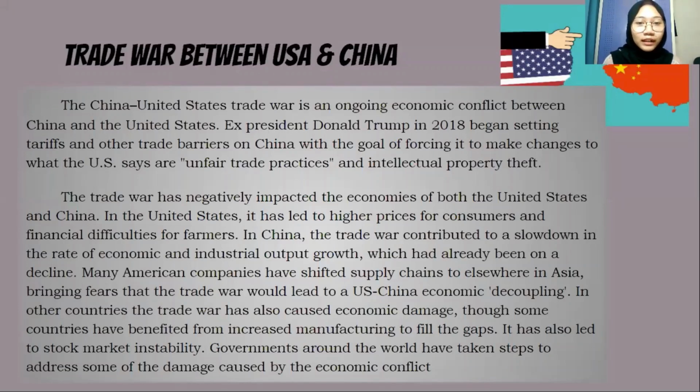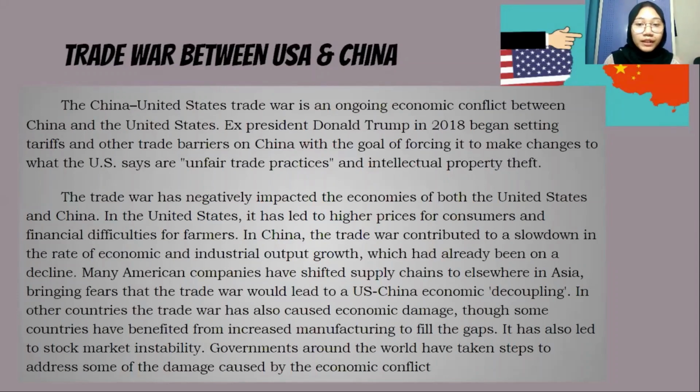The trade war has negatively impacted the economies of both the United States and China. In the United States, it has led to higher prices for consumers and financial difficulties for farmers. However, in China, the trade war contributed to a slowdown in the rate of economic and industrial output growth, which had already been on a decline.